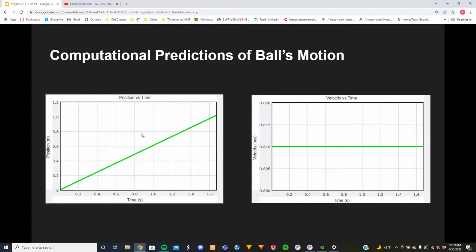The left graph here shows position over time from the computational model. Now, given that it has a very linear slope and very constant slope, it can be taken that it has a constant velocity, as velocity is associated with the slope of position over time. On the right, the velocity versus time shows us that it's constant velocity, since the velocity here is not changing and stays a consistent 0.61 meters per second.